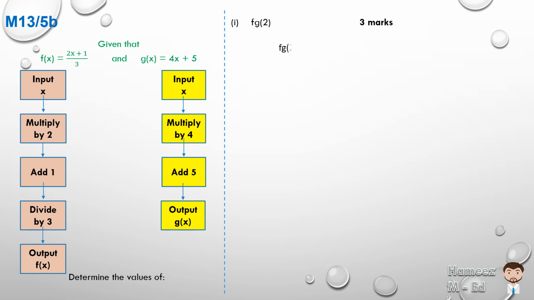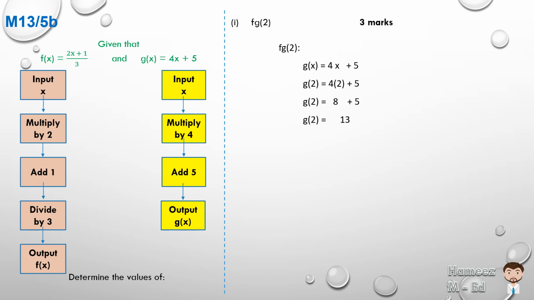So if we want to find fg of 2, the first thing to do is work out g of 2. So let's write our formula, substitute and solve. So g of x is equal to 4x plus 5. And if we substitute now, g of 2, because x is 2, will give us 4 by 2 plus 5. And that is 8 plus 5, which is equal to 13. So we know g of 2 is 13.